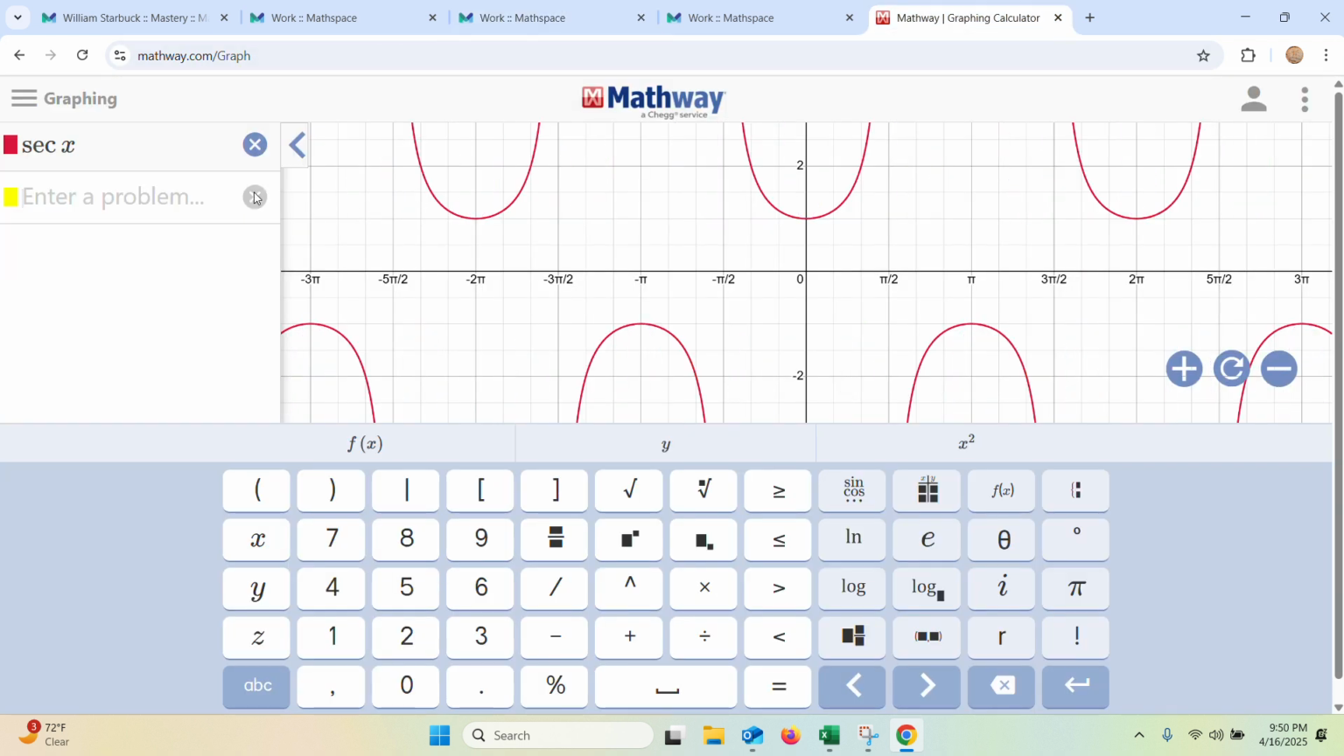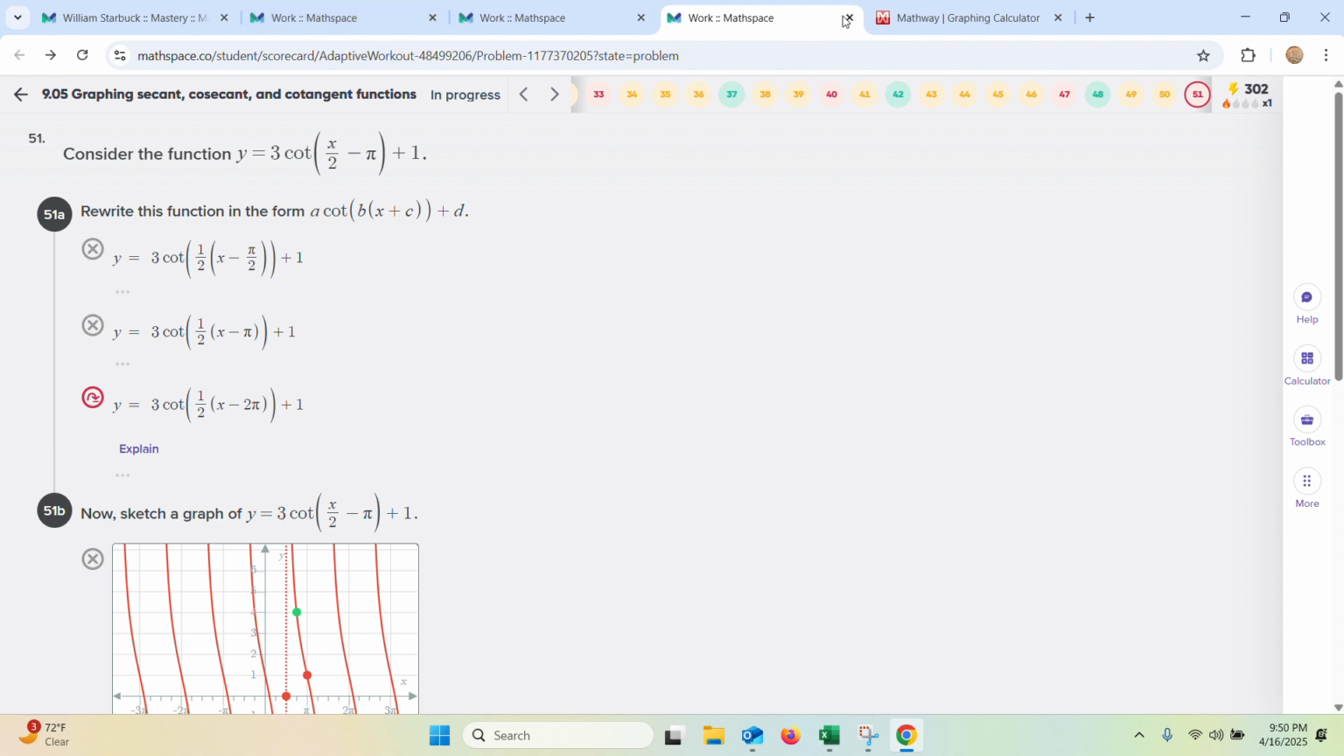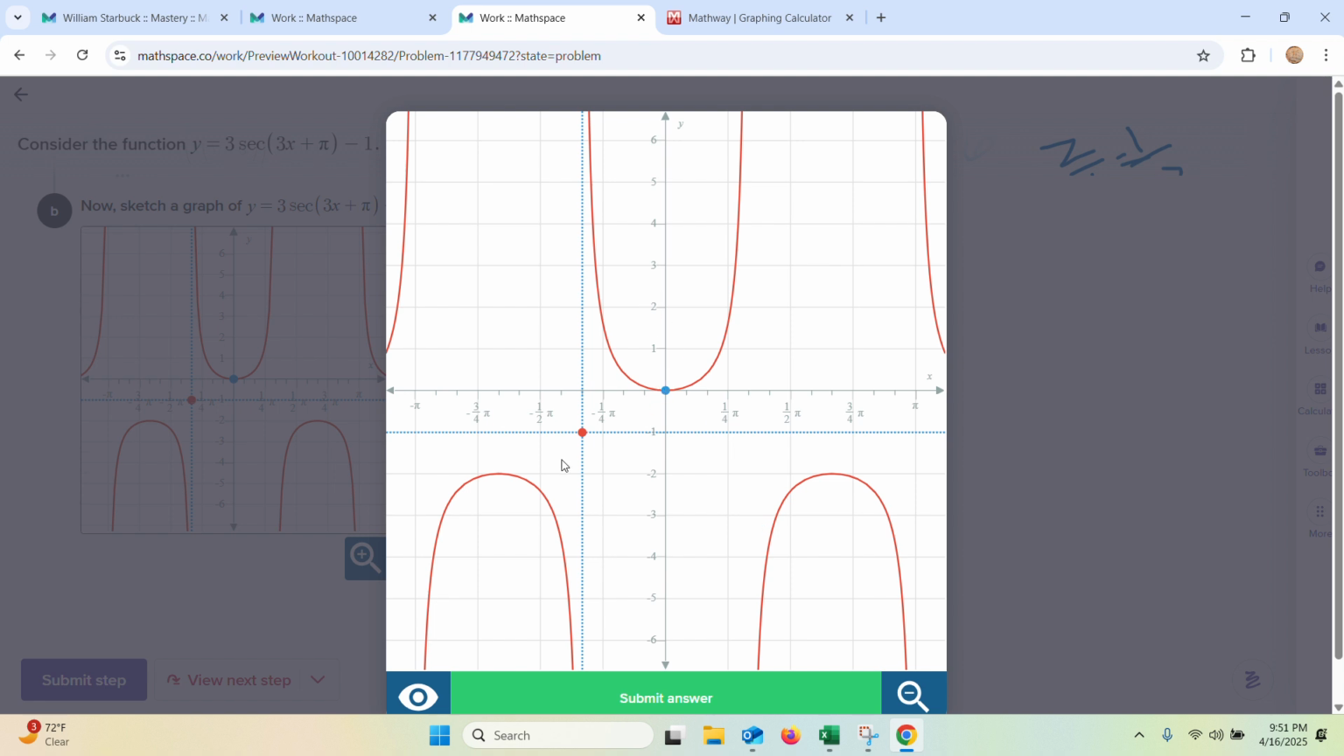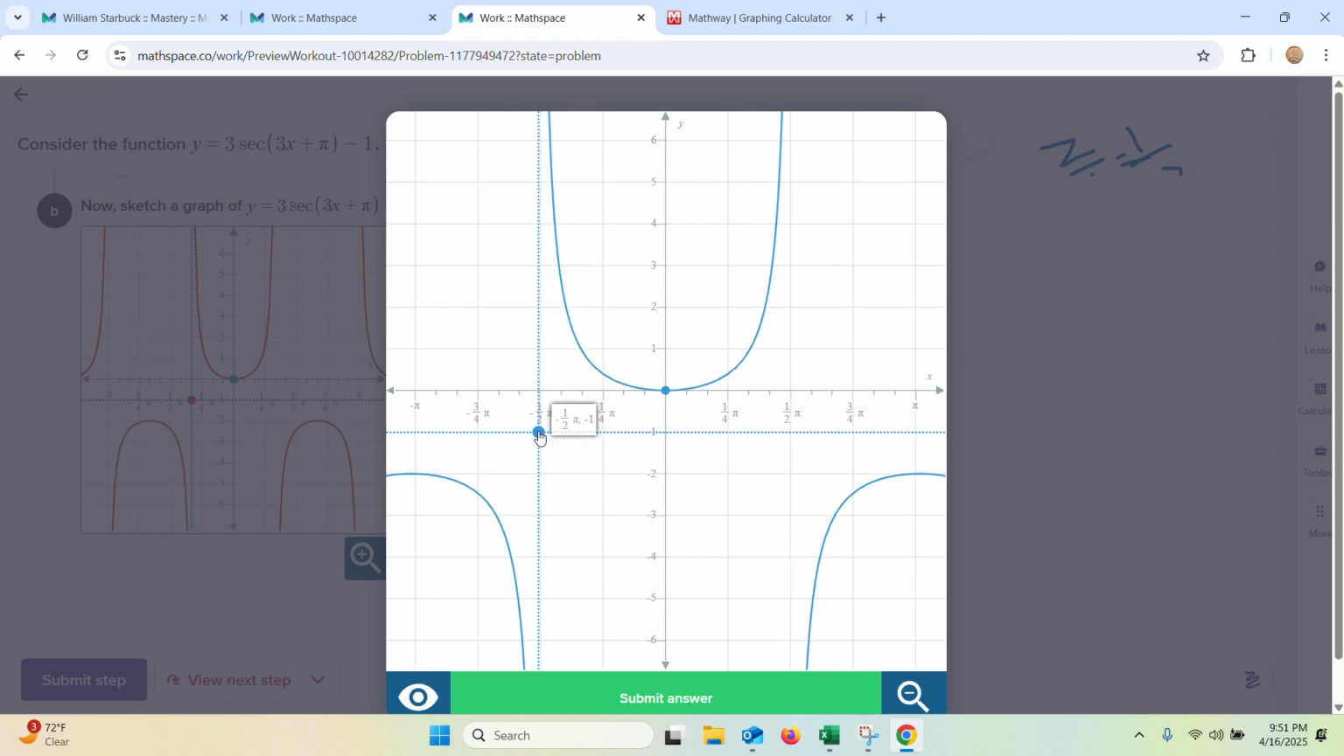The original one is at 0 and pi over 2. Okay. I don't need this one anymore. Let me close this one. It keeps confusing me. Okay, this is the original graph.